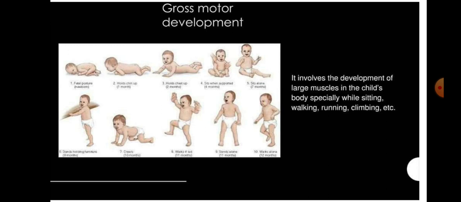The development of large muscles in the child's body is called gross motor development, especially while sitting, walking, running, or climbing. See the pictures. So what do you mean by gross motor development? The development of large muscles and bones in the child's body is called gross motor development. It involves the development of large muscles in the child's body, especially while sitting, walking, running, and climbing. So this one is gross motor development.